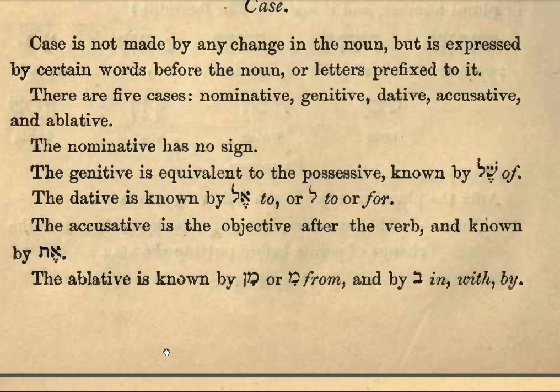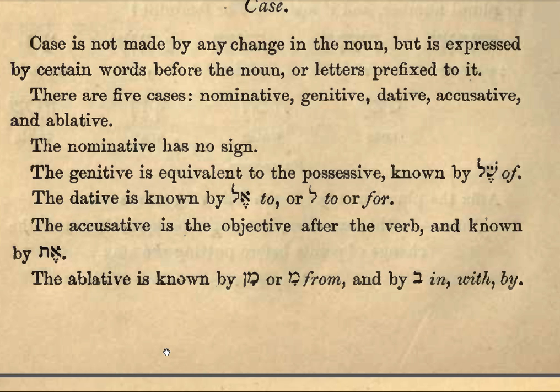The genitive here is equivalent to the English possessive case, and is known in Hebrew by shel, of. So we can just call it the possessive, shel. The dative, the giving case, or movement towards, is known by el, meaning to, or le, meaning to, and it can also mean for, in the sense of purpose, le.